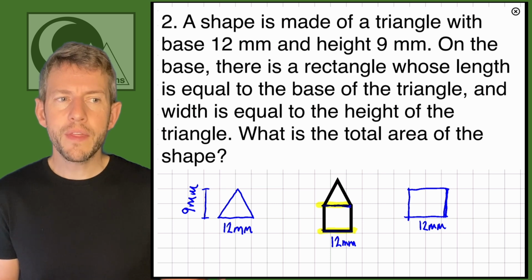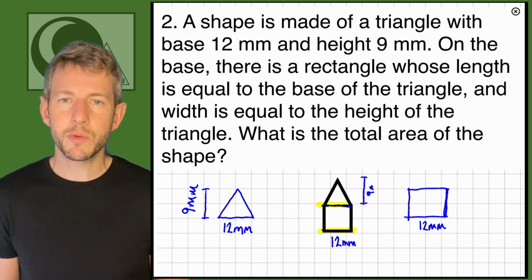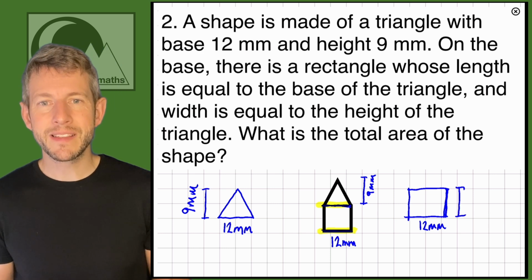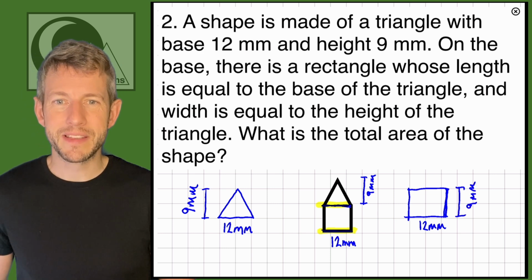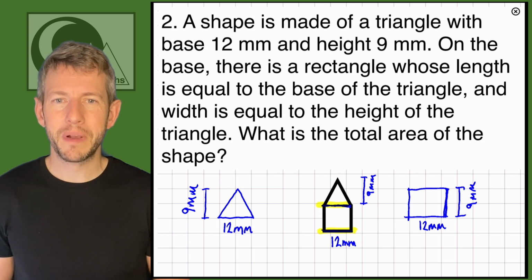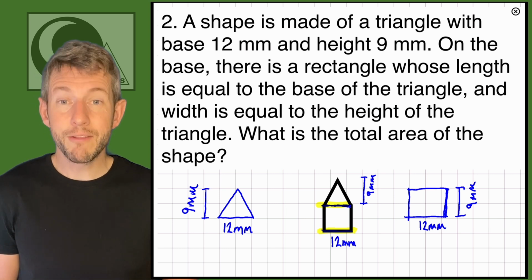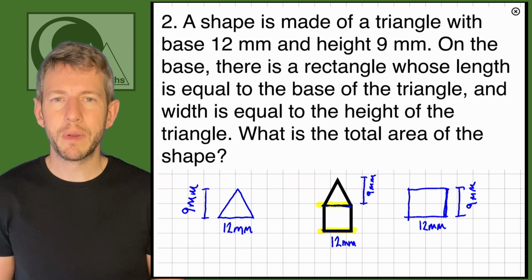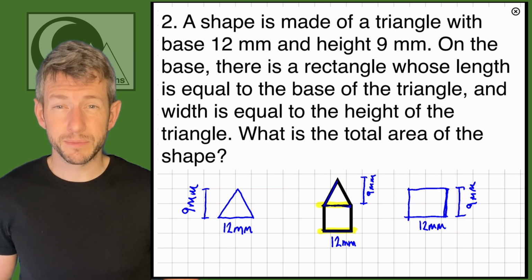Now, the other dimension of the rectangle is the same as the height. So if this is the 12 millimeter one, then the height is going to be 9 millimeters. So that means we've got a triangle with base 12 millimeters and height 9 millimeters, and a rectangle with length 12 millimeters and height 9 millimeters.